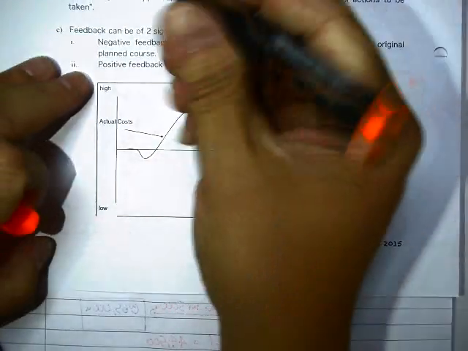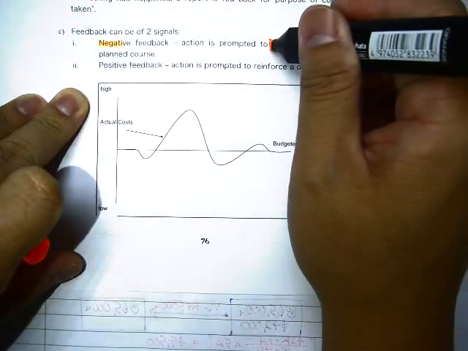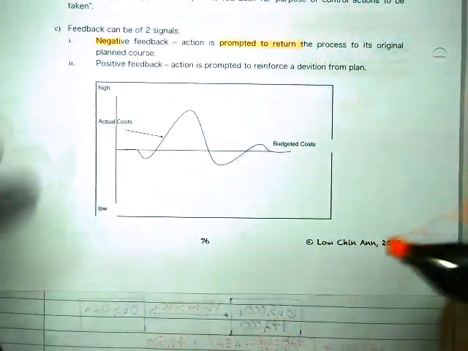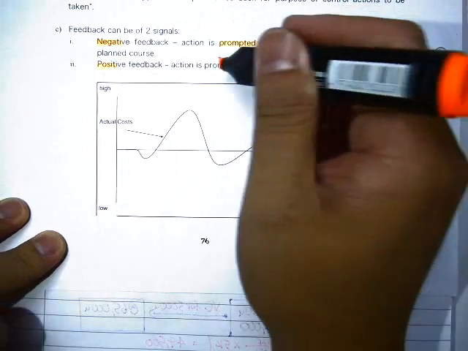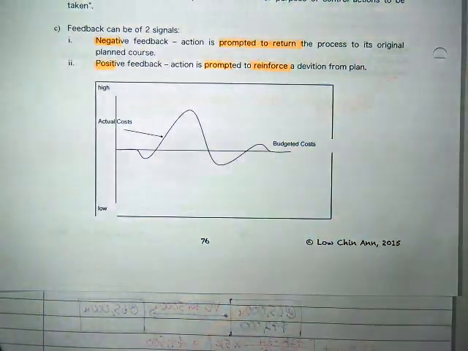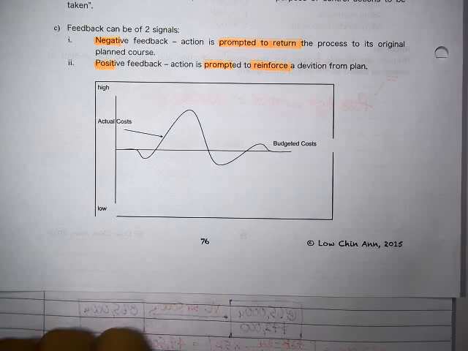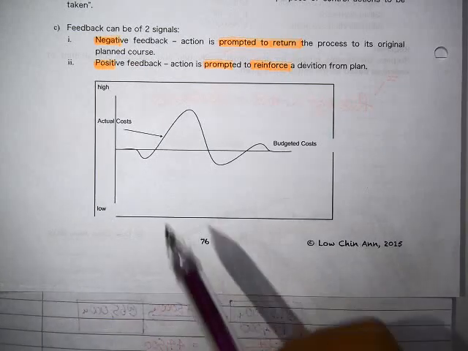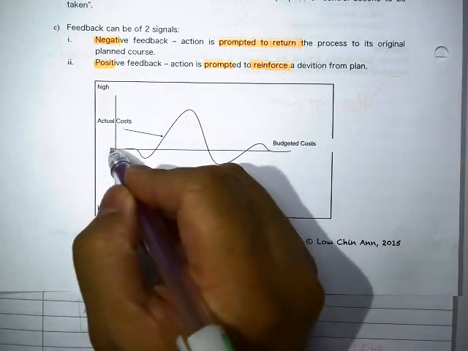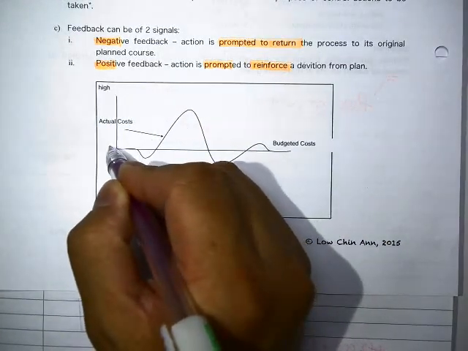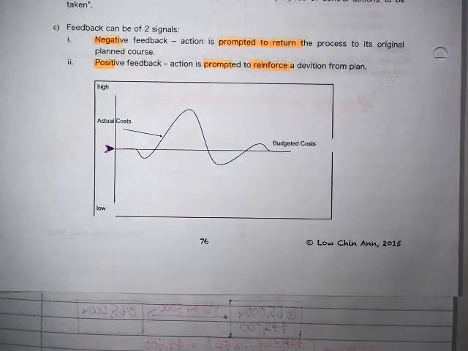Now, negative means prompt to reverse. Positive is prompt to reinforce. Reinforce is to maintain. Okay, let's assume that this is my budget, that I want to spend this amount of money.